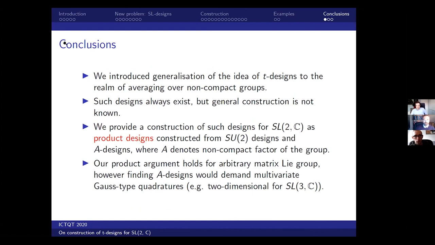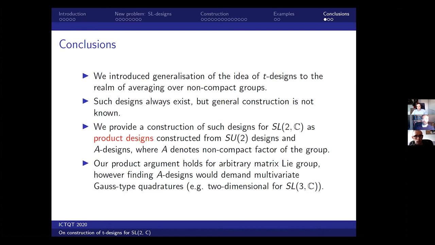So, conclusions. We introduced the generalization of the idea of designs to the realm of averaging over non-compact groups, and such designs always exist, but the general construction is not known. We provide a construction of them for the group SL2C as product designs, constructed from SU2 designs and designs of this non-compact factor calculated by Gauss-type quadratures.